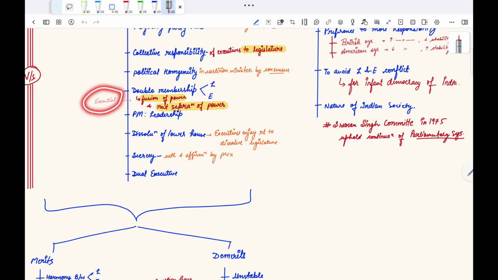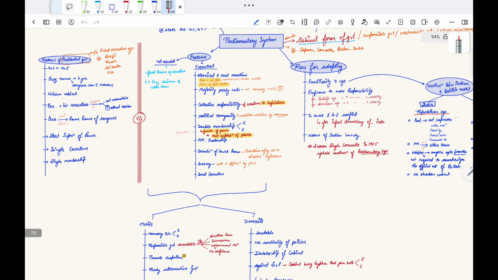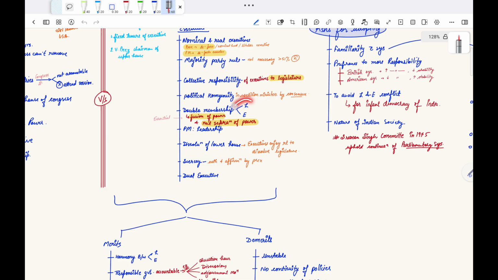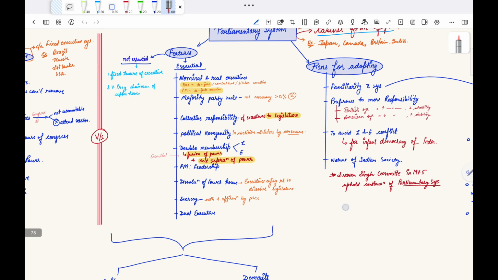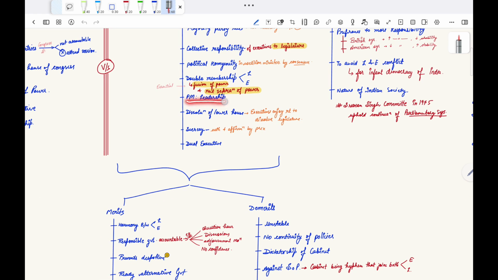This is an essential feature because it is different from the presidential government, as is evident in the USA, where there is a huge and clear-cut separation between legislature and executive. This kind of system is not there in the case of legislature and executive under the parliamentary system. Next, we have the PM as the leader. Now, regarding the dissolution of the lower house, only the executive enjoys the right to dissolve the legislature.